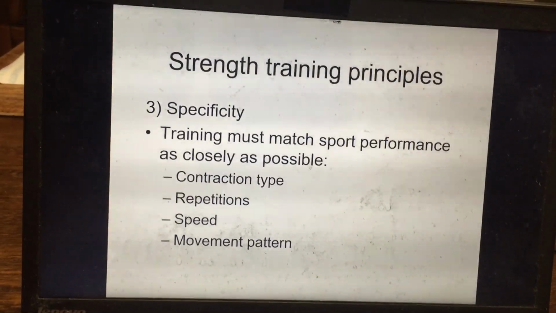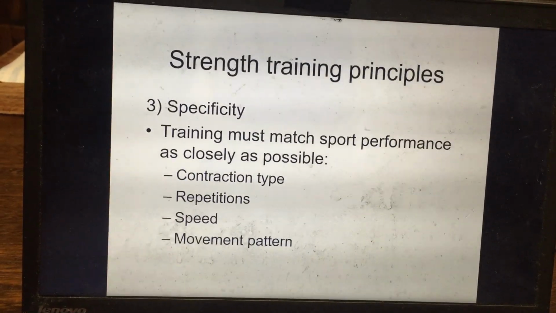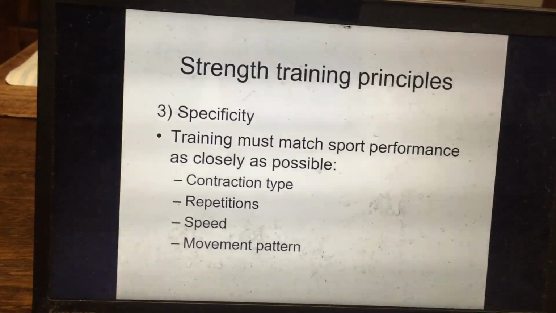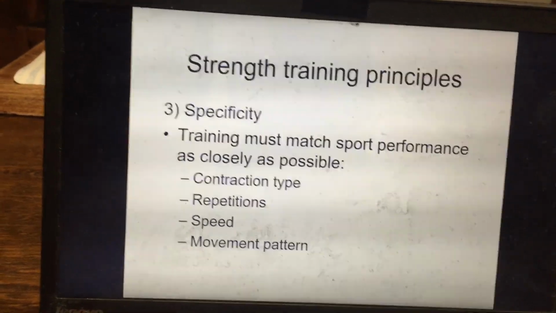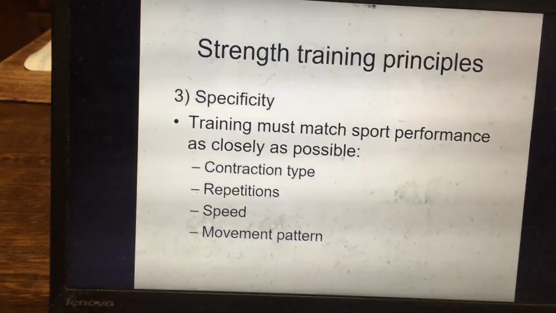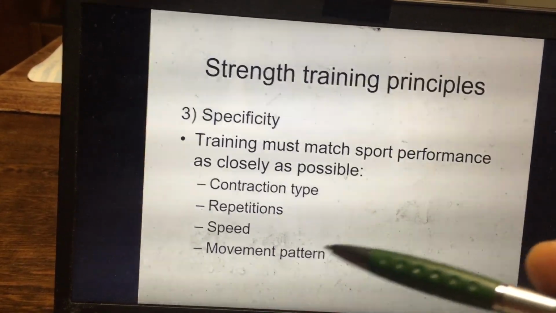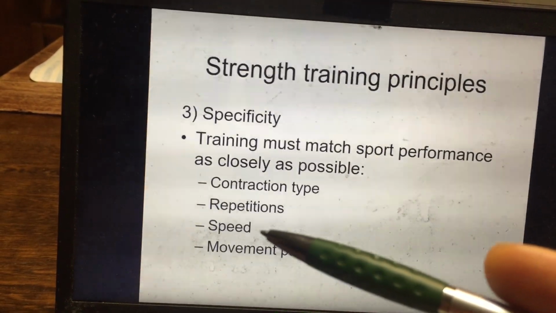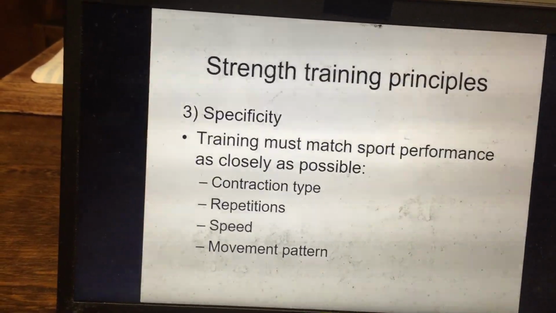The last principle I'll talk about here is specificity. And this is kind of opposite of variety. So now you're trying to train to match your sport performance as closely as possible. You want to match your sport for contraction type, repetition, speed, movement patterns. So if your sport involves high velocities, you want to be training in the weight room at high velocities, doing something like power cleans, movement pattern.